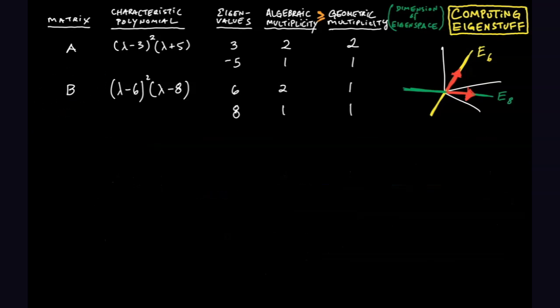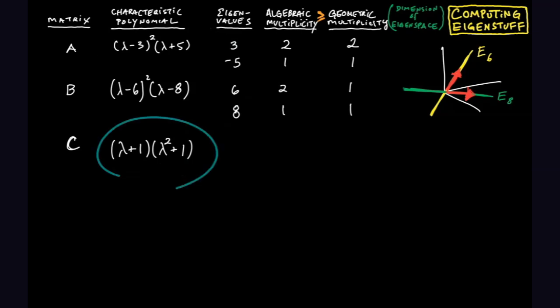Let me show you a few more examples of the sorts of things that can happen. Let's consider a matrix C, another 3 by 3 matrix, whose characteristic polynomial, let's say, is lambda plus 1 times lambda squared plus 1. Again, this is a cubic polynomial, but there's something a little different here. It has an irreducible quadratic factor. There's no way to boil that down into linear factors, at least if we stick to the real number system. I'll come back to this point in a moment, but for now, let's keep it real.